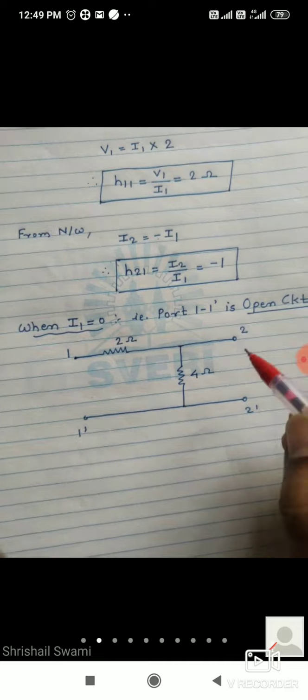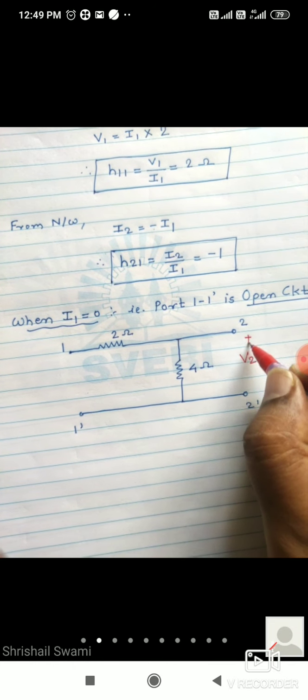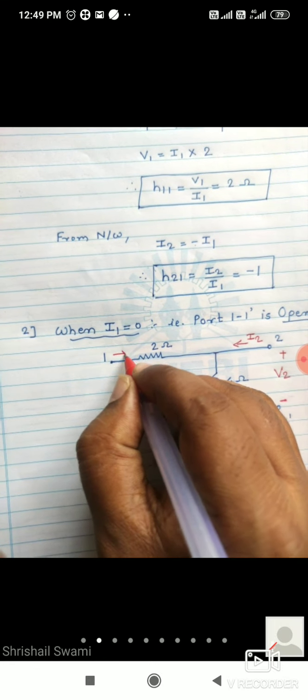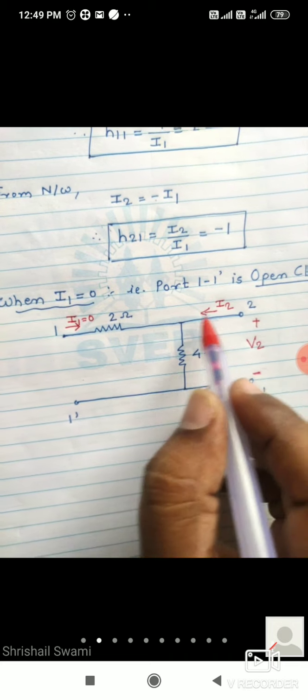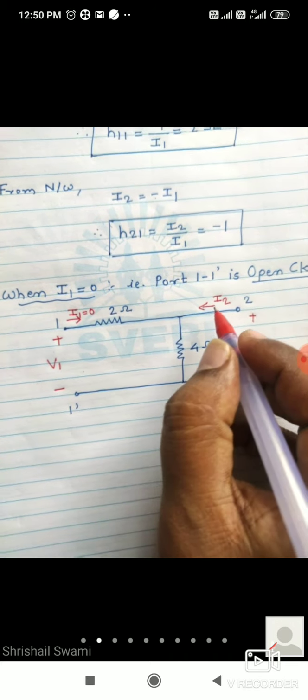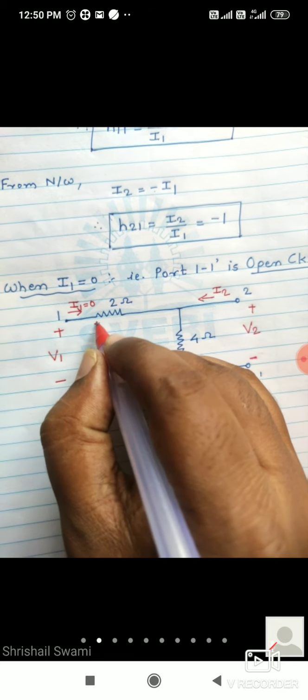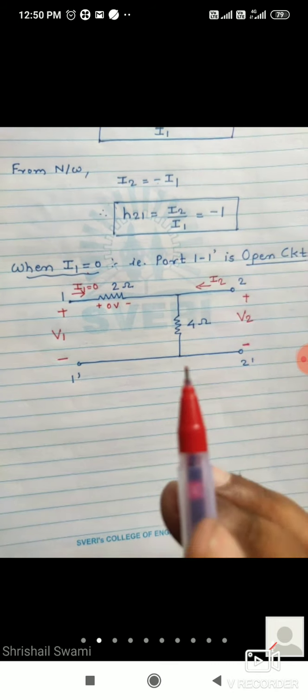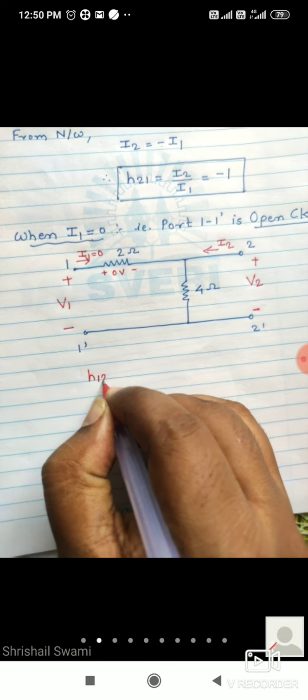Now mention all those variables. This is plus minus V2, and this current is I2. Now I1 is equal to 0, so I2 will not come here because it is open. This is plus minus V1. I2 is not coming because it is open, and I1 is also 0, so the voltage across it will be 0 volt. Okay, so when I1 is equal to 0 you put it in equation number 1 and 2, and you will get two parameters.